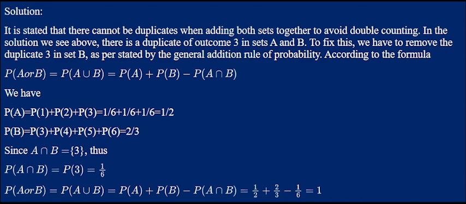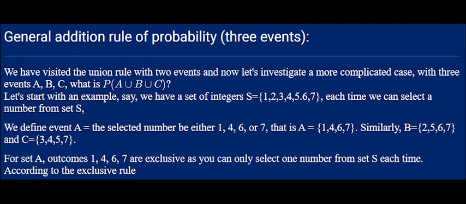So according to the formula, A or B equals A union B, which is equivalent to A plus B minus A intersection B. We have A equals 1 plus 2 plus 3, which is 1 over 6 plus 1 over 6 plus 1 over 6, which is 1 over 2. For B, we have 3 plus 4 plus 5 plus 6, which is 2 over 3. Since A intersection B is 3, which is 1 over 6, A or B equals A union B, which is equal to A plus B minus A intersection B, which is 1 over 2 plus 2 over 3 minus 1 over 6, which is 1. We have visited the union rule with two events.